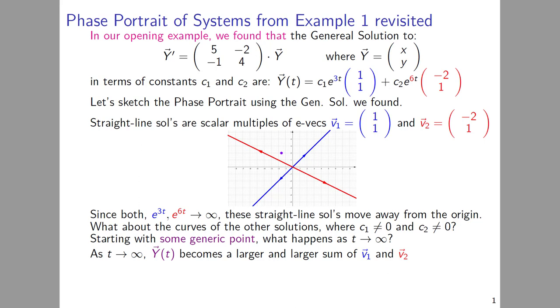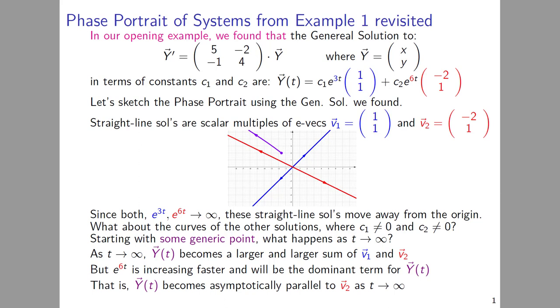Both of these terms are going to infinity, but e to the 6t is increasing faster than e to the 3t, and will be the dominant term for y of t. In other words, y of t is going to behave more and more like a scalar multiple of v2 as our scalar multiple of v1 becomes less and less significant. That is, y of t becomes asymptotically parallel to our vector v2 as t goes off to infinity.